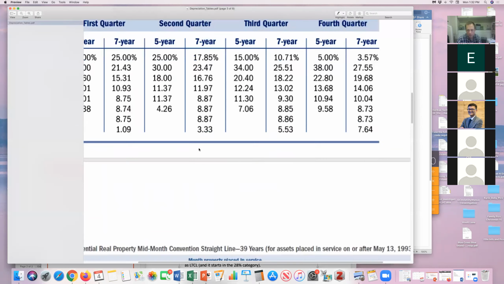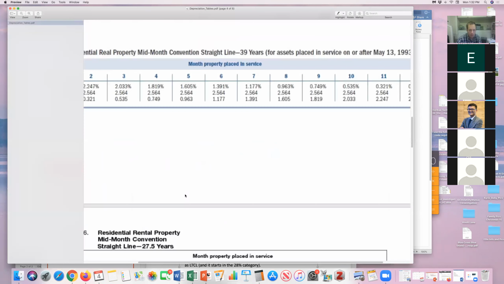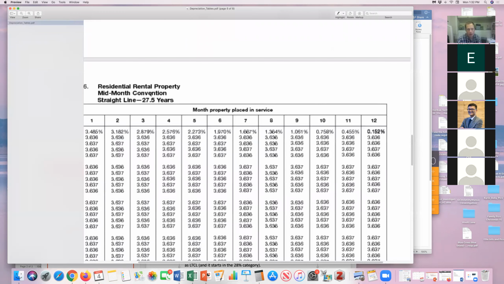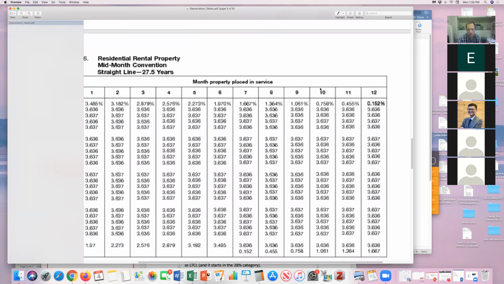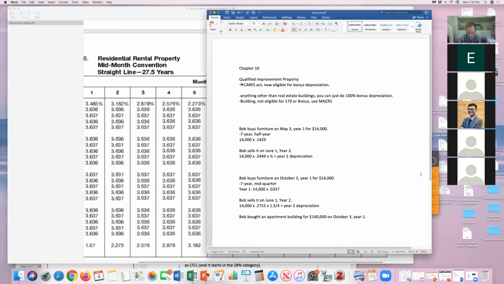So I just want to look for residential rental property, and where he bought it in October. So for year one, it's going to be 0.758%. So 0.00758 times his initial basis in the building. Right, that's going to be his year one depreciation.